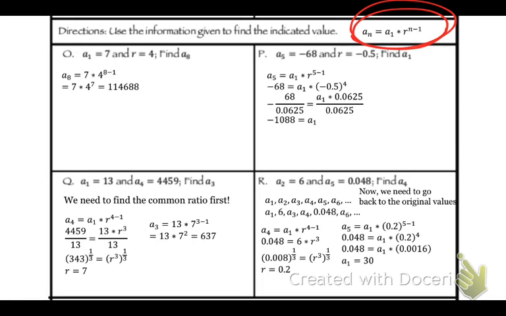Okay, sorry, kind of forgot what I was doing. If I lost you, ask me in class, I'll explain it again. And now we're finding a sub 4. So a sub 4 equals 30 times 0.2 to the 4 minus 1 power, which equals 0.24.